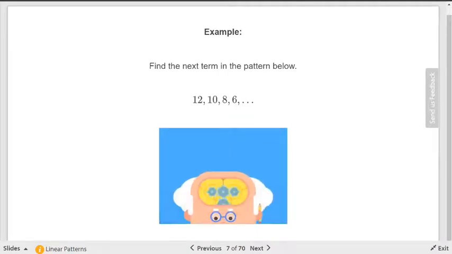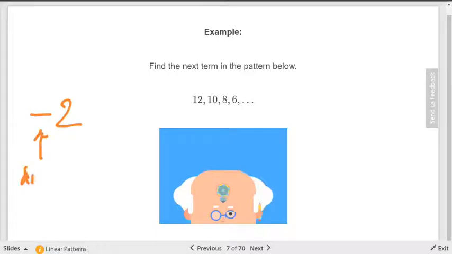Look at this one. 12, 10, 8, 6. What's happening? Yeah, it's going down 2. So how can I indicate that it's going down by 2? Put minus 2, right? You could call it negative 2 if you like. Minus 2 or negative 2 is the thing. So what's the next number in this pattern? 4. You're going down 2. Literally, this means down by 2. Okay? All right? Good job.